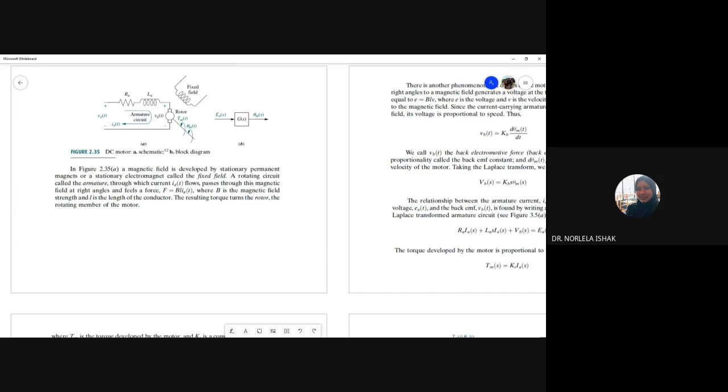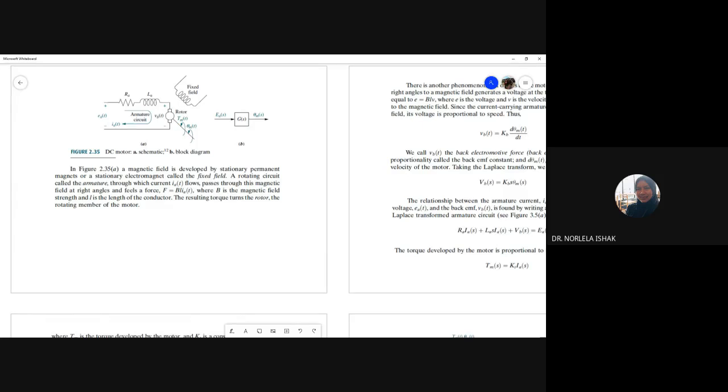The current flows in the armature circuit and passes through this magnetic field at a right angle. So meaning force F equals B L IA. What's B? B is the magnetic field. L is the length of the conductor. And IA is the current from the armature circuit. IA, A is for armature. The resulting torque turns the rotor, the rotating member of the motor.